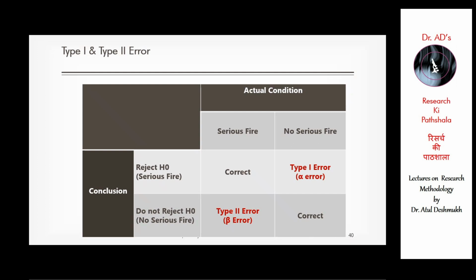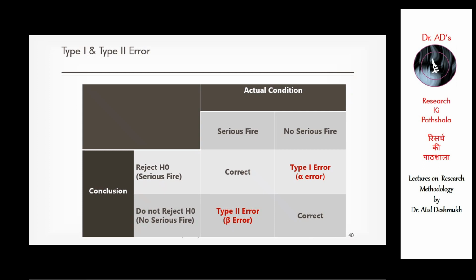Suppose there is serious fire and I am correct. There is no mistake, so my conclusion is correct. The fire brigade will take care of the fire. But the second possibility, the actual second possibility, is that there is no serious fire in the building. While sitting in the living room, I am thinking that there is serious fire in the building, but the actual condition is that there is no serious fire in the building.